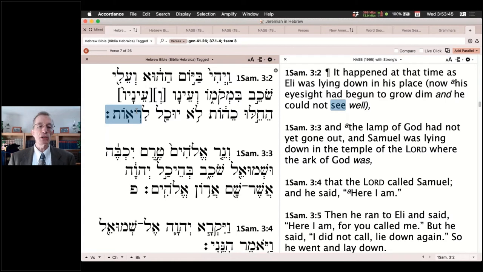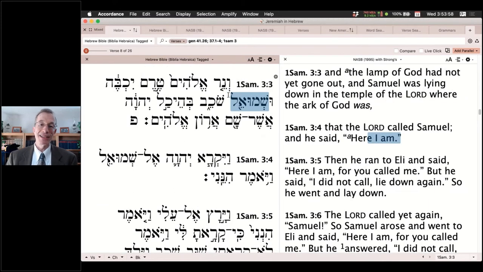We need to know that Eli is lying down in his place where he normally lies down. Okay, we've got to know that. So when the story, again, gets moving, we'll be there. And guess what? More nominal clauses. And the lamp of God, there's an announcement being made about that as well, before it had gone out. And if you come tomorrow, we'll discuss this.